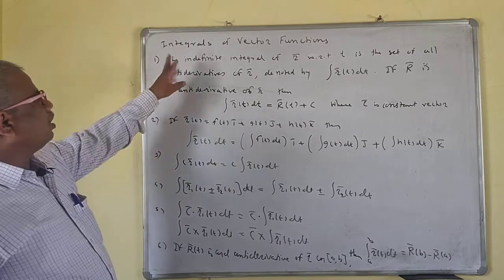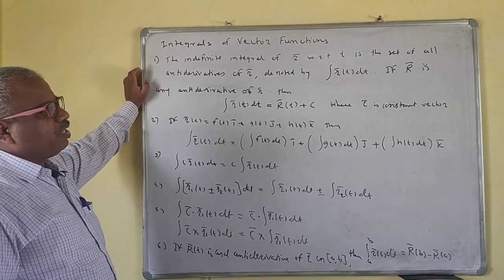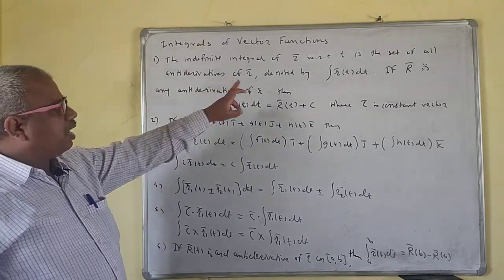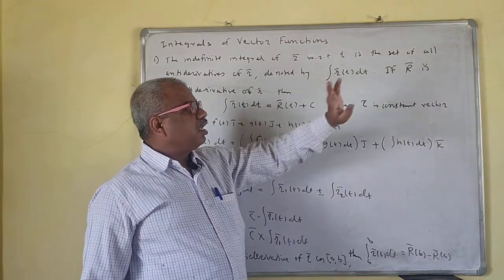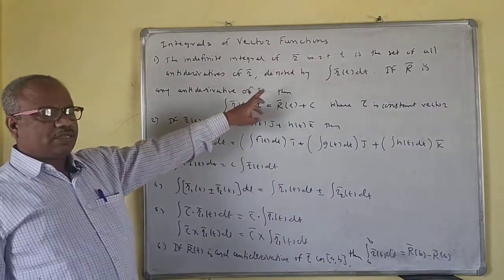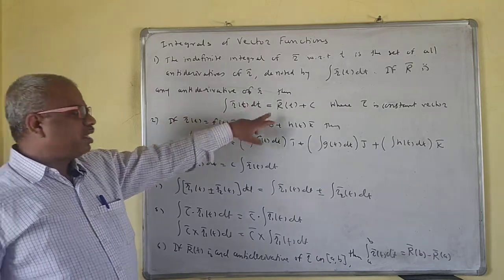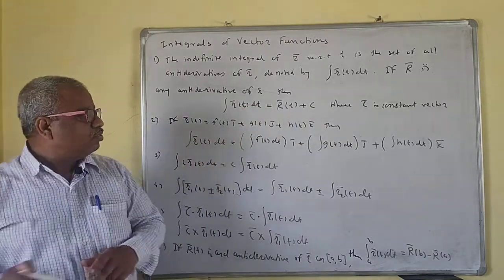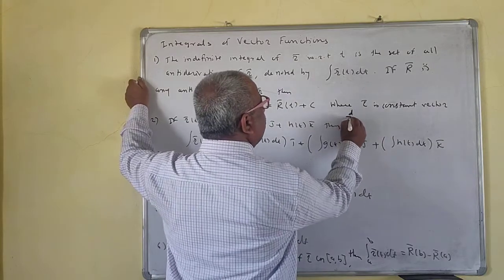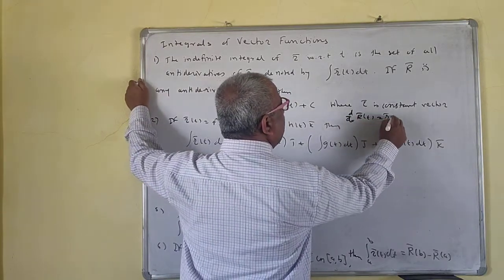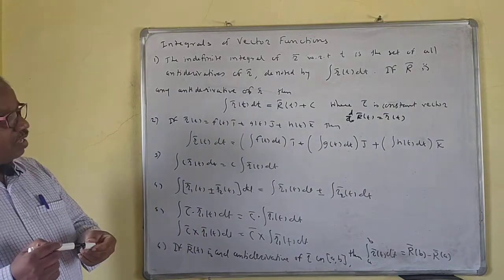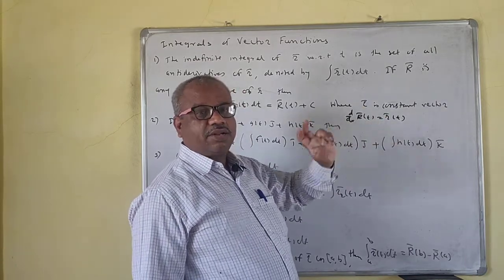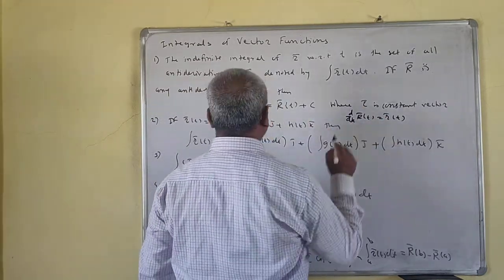Now see here, the indefinite integral of r bar with respect to t is the set of all antiderivatives of r bar. It is denoted by the integral sign. If capital R bar is any antiderivative of small r bar, then antiderivative means the integration. That means d by dt of capital R bar of t is the same as small r bar of t. If dR bar by dt is the same as small r bar, then capital R bar of t is called an antiderivative of small r bar.